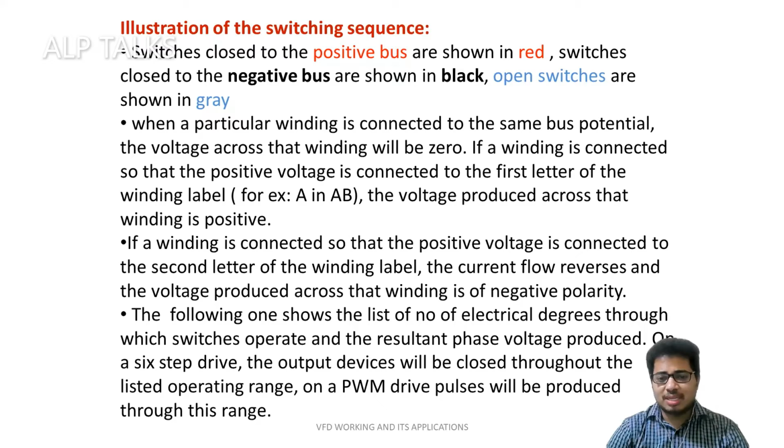and if a winding is connected so that the positive voltage is connected to the second letter of the winding label, the current flow reverses and the voltage produced across the winding is of negative polarity. The following shows the list of electrical degrees through which each switch operates and the resultant phase voltage produced. On a 6-pole, 6-step drive, the output devices will be closed throughout the listed operating range. The PWM drive pulses will be produced through this range.